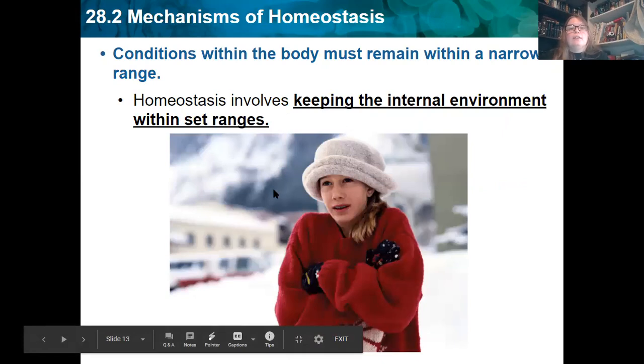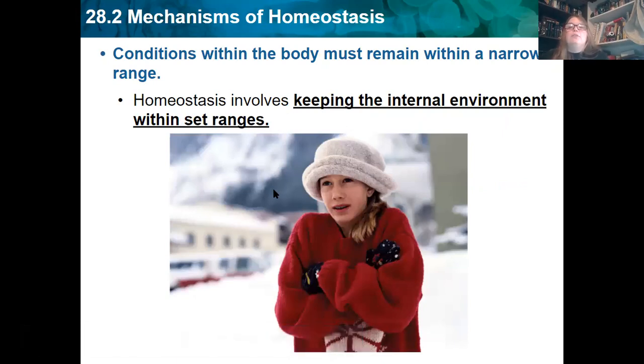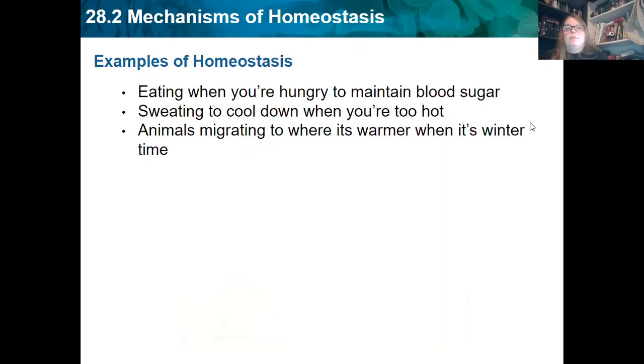Okay, here's this definition again. If you haven't copied it down, copy it down. Homeostasis involves keeping the internal environment within set ranges. You don't want your body to get super hot or super cold. You don't want to eat too much, but you also don't want to starve your body. So there's like this narrow set of conditions that's comfortable for not just you, but for any living thing. So that's homeostasis in a nutshell.